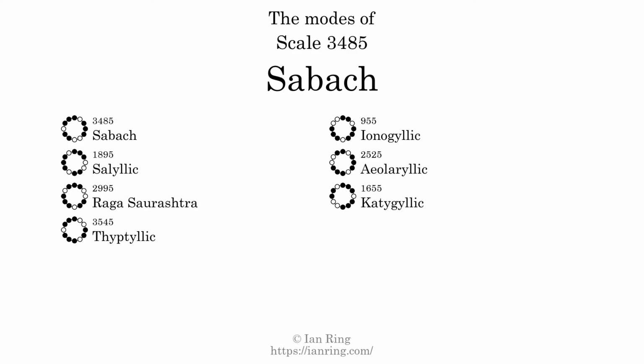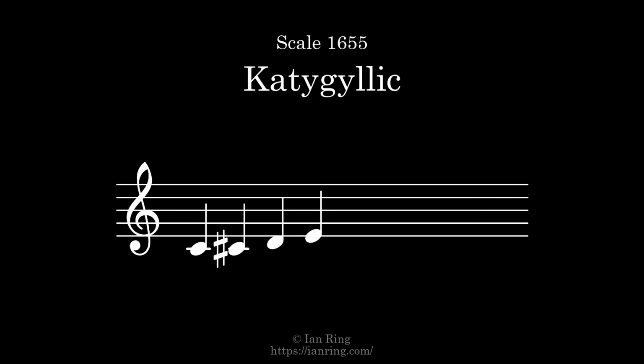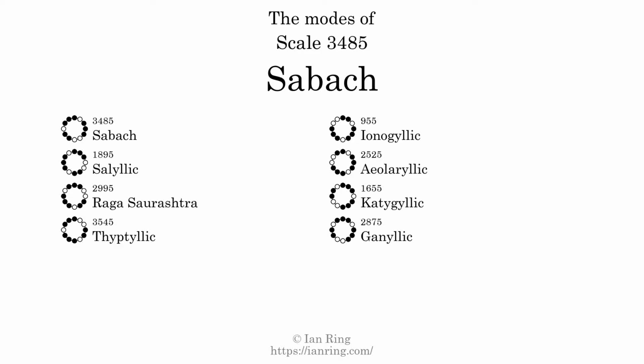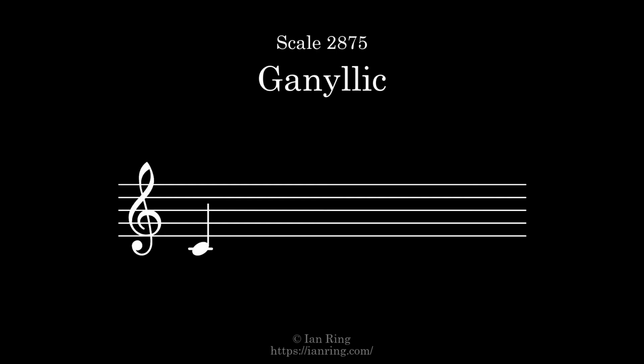The seventh mode is scale 1655, also known as Catagilic. It sounds like this. The eighth and last mode is scale 2875, also known as Ganilic. It sounds like this.